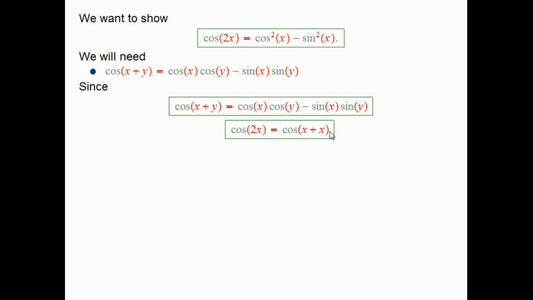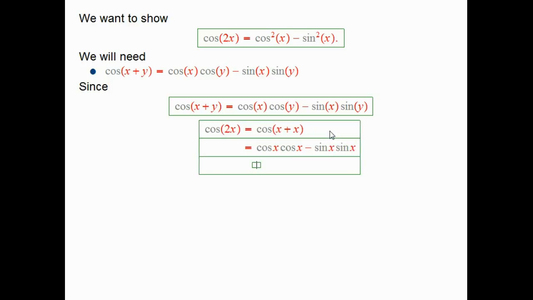Well, according to that trig identity, this will be equal to cosine of x times cosine of x minus sine of x times sine of x. But cosine of x times itself is just cosine square of x, and sine of x times itself is just sine square of x, which is exactly what we want. Right, so now we have obtained the desired equality, which is that cosine of 2x is equal to cosine square of x minus sine square of x.